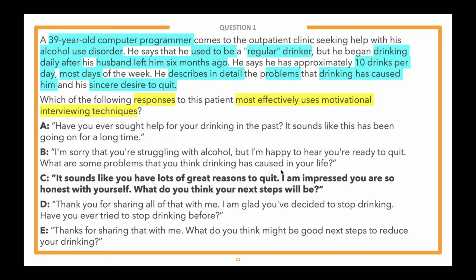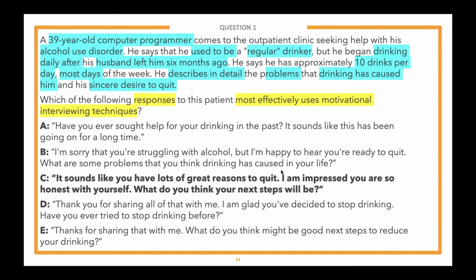What do they want? What are they able to do next? What do you think your next steps will be? And it's an open-ended question. The patient will then further describe to you what their next steps could be. Some of the other answer choices, a lot of tough answer choices with these communication type questions.